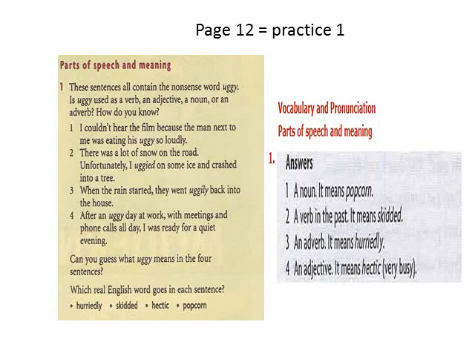With number 3 we have, when the rain started they went aggie back into the house. The word aggie came with ly added, which we always say when we see it means the word is an adverb, which means hurriedly. Number 4. After an aggie day, it describes the word day, so aggie is used as an adjective, which means hectic, very busy.